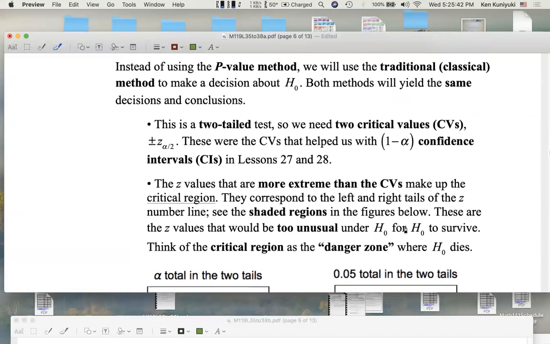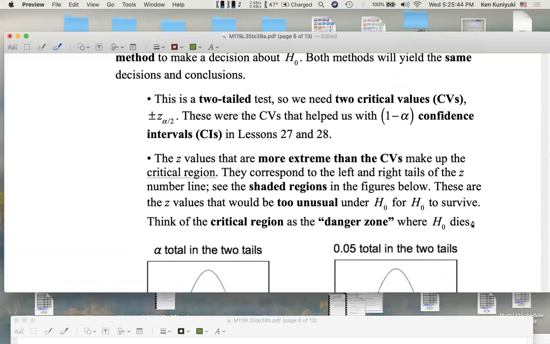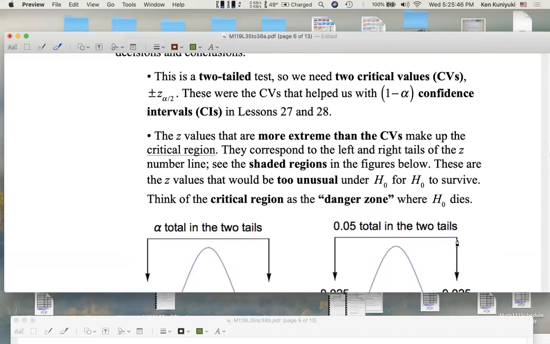It's a two-tailed test, so we need two critical values. Let's show the picture right now. Well, I'll pull this up.